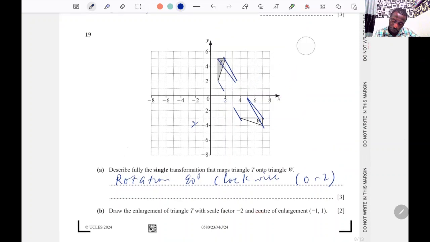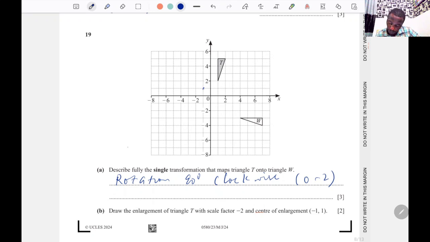Now the next question wants us to draw the enlargement of a triangle T with the scale factor -2 and center of enlargement (-1, 1). Scale factor negative means it has to be on our left hand side. So we want to look for the center first, which is at this point. To enlarge by -2 means we are multiplying whatever we get in T by 2. That will give us how enlarged it is.